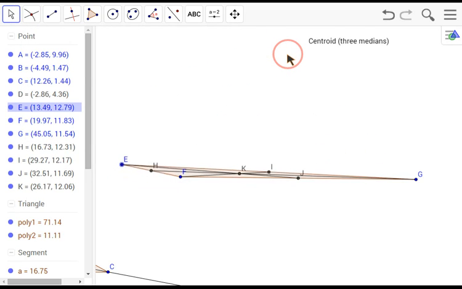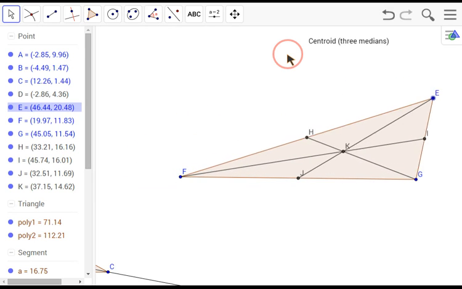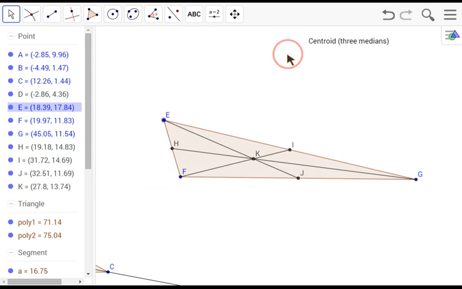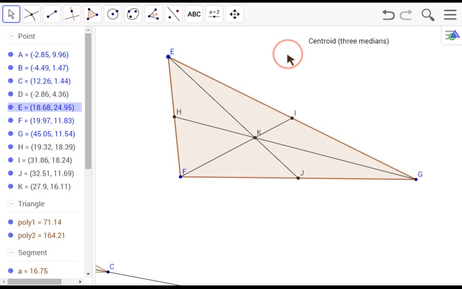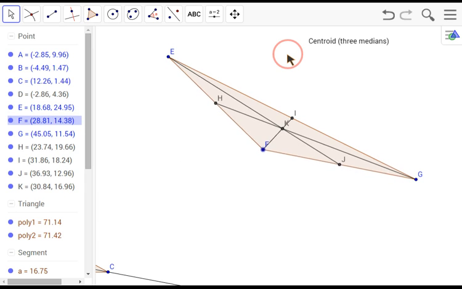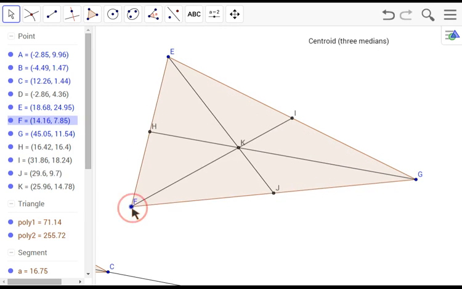But you move it around, you find out this one also only stays inside. If you think about it, that makes sense. If you're connecting the middles of lines, the line connecting to it is always going to be directly in between the other two. So there is your centroid.